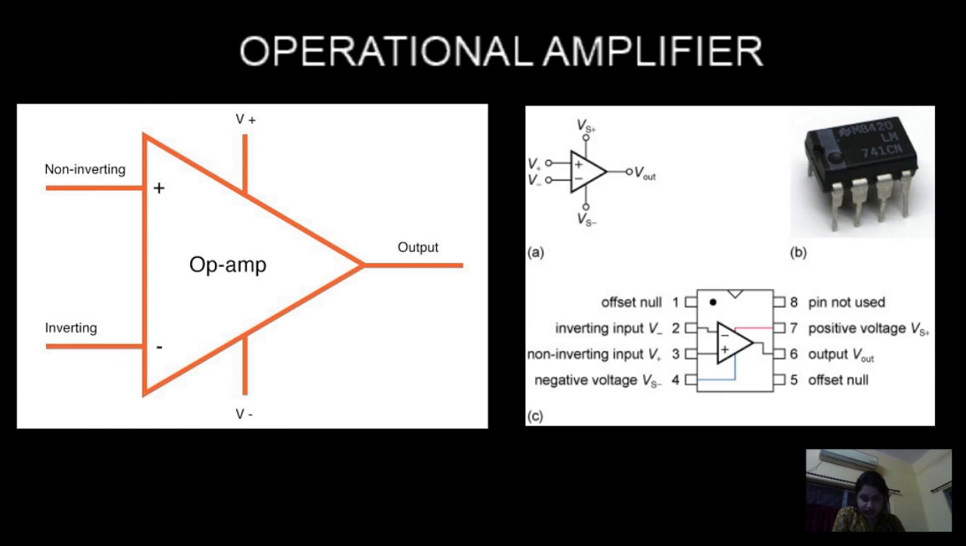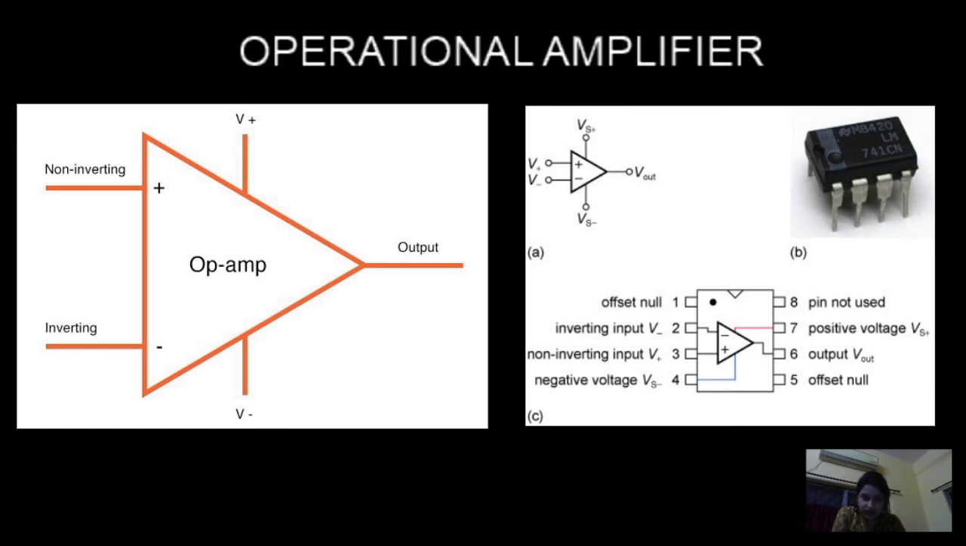This is an 8-pin IC. Op-amp IC 741 is 8-pin IC, and all the 8 pins are shown here. So if you see this inverting terminal minus, it's the pin number 2. The non-inverting terminal plus is the pin number 3. The output is pin number 6. The positive supply voltage V plus is the pin number 7, and the negative voltage V minus is pin number 4.